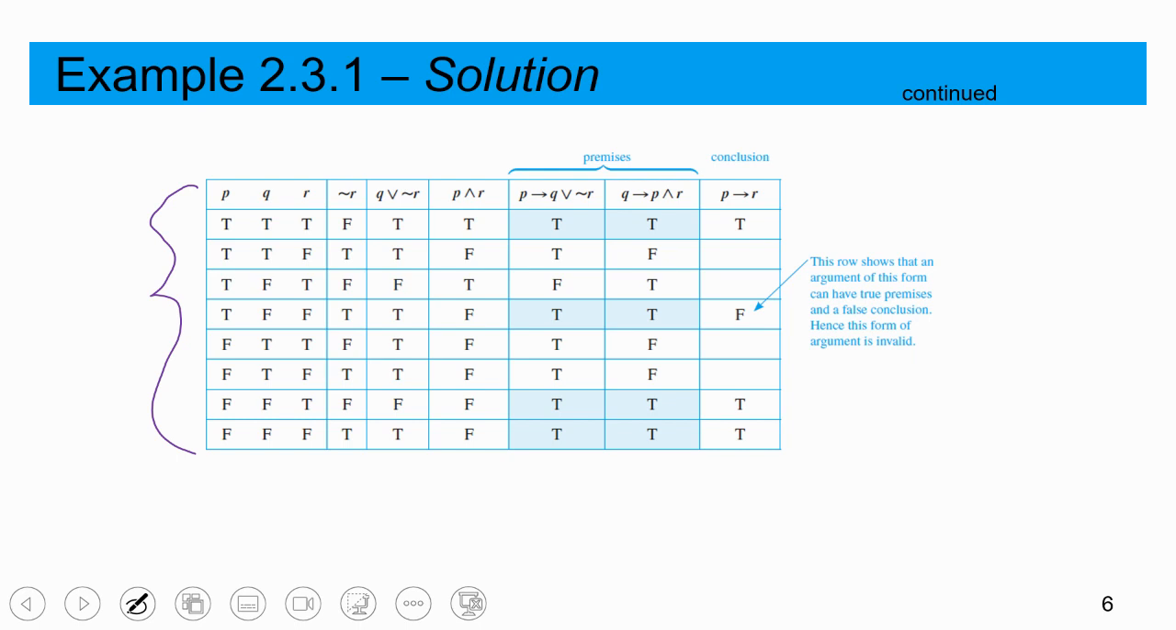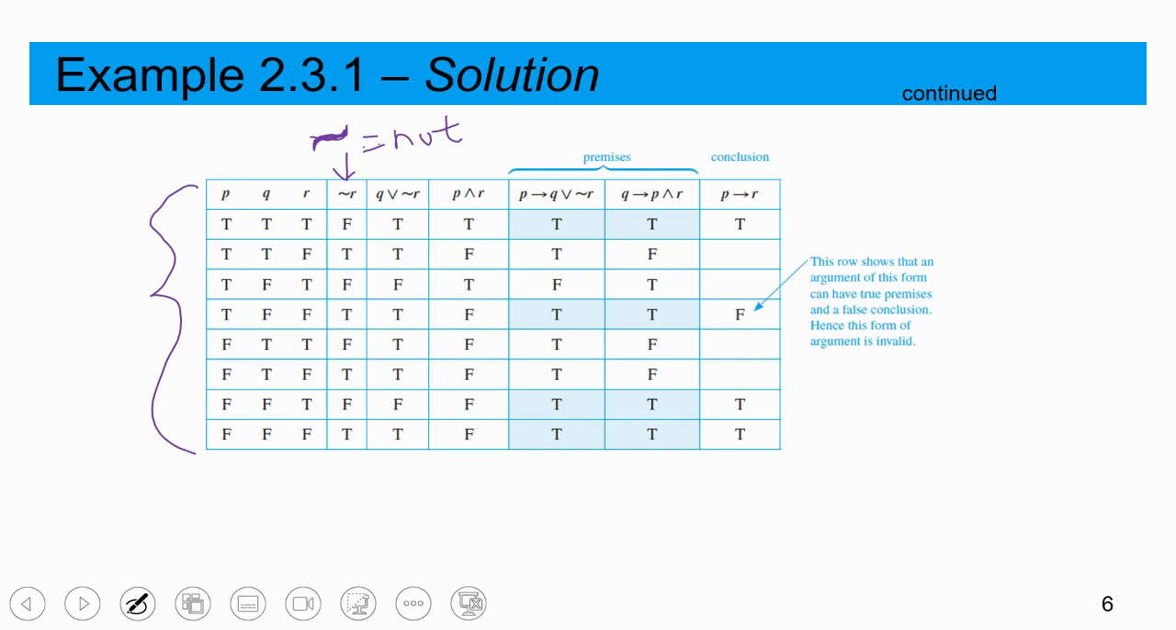Notice we have our premises and we build up to the premises. We begin with a column to negate R. And remember, when you negate one column, you're simply toggling all of the truth values. If R is true, then not R is false. If R is false, then not R is true. The little squiggle, the tilde, simply means not. Okay, so not R.